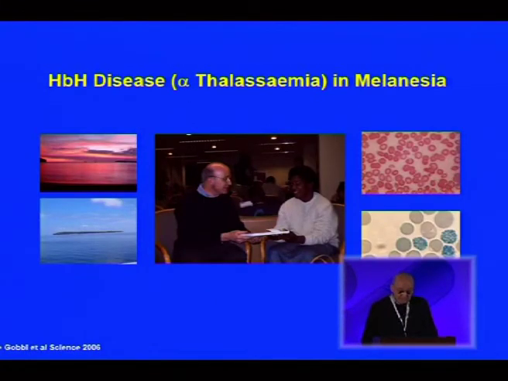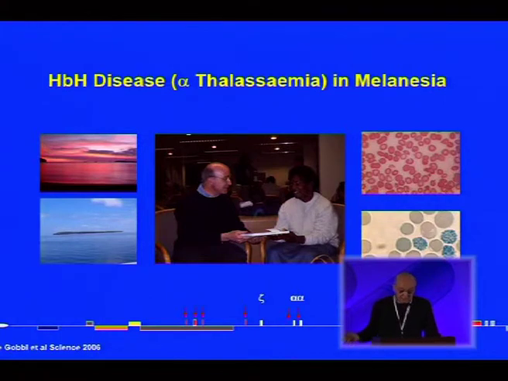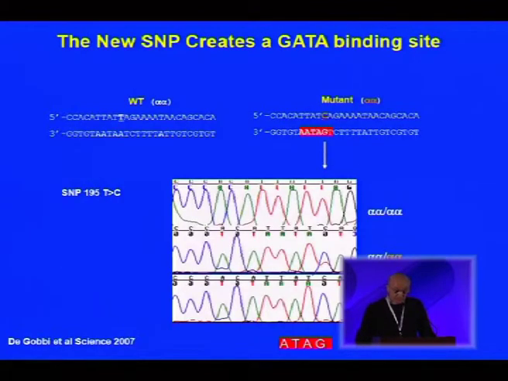Now, this was another interesting case of hemoglobin H disease from Melanesia. What we found here is that when we sequenced the alpha-globin genes, they were normal, and we looked for mutations, deletions, whatever, and we found absolutely nothing. So we resequenced the entire cluster, and here we found just one polymorphism associated with this disease. And I'm going to go over this very briefly: that single point polymorphism created a new GATA1 binding site.